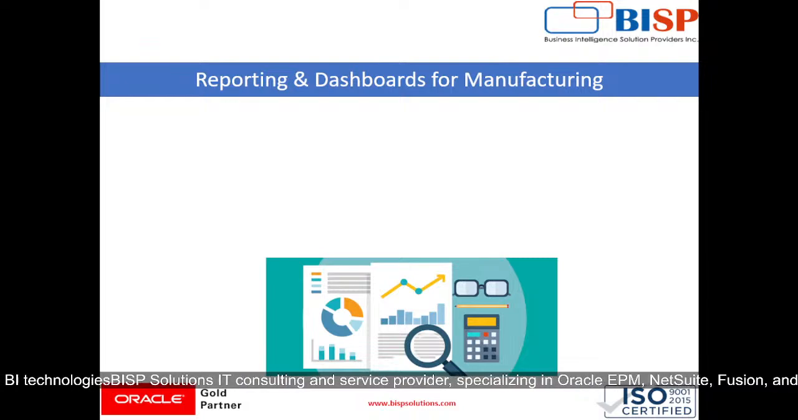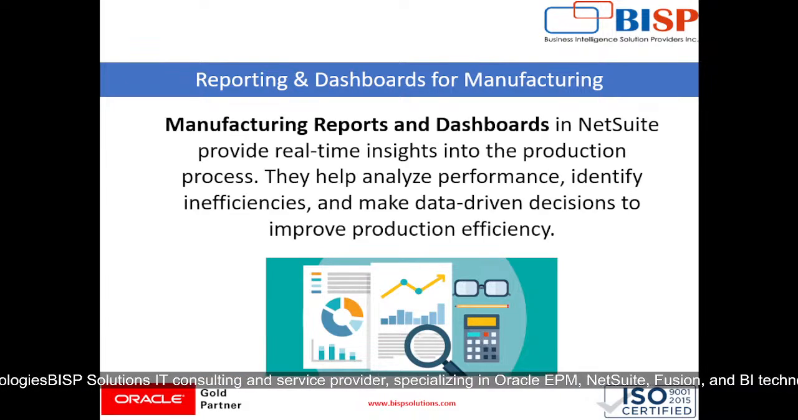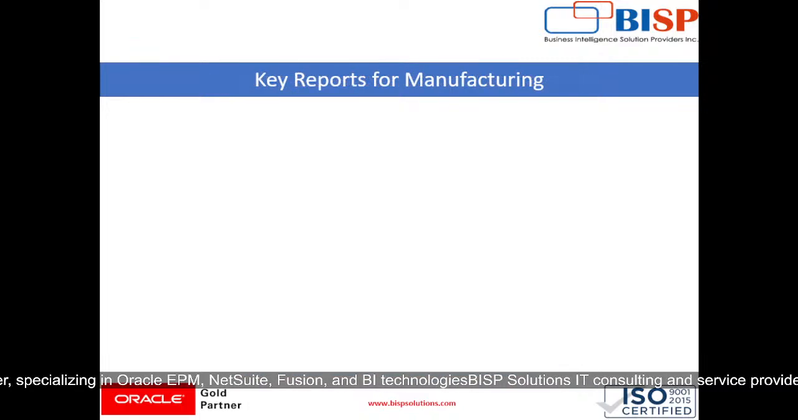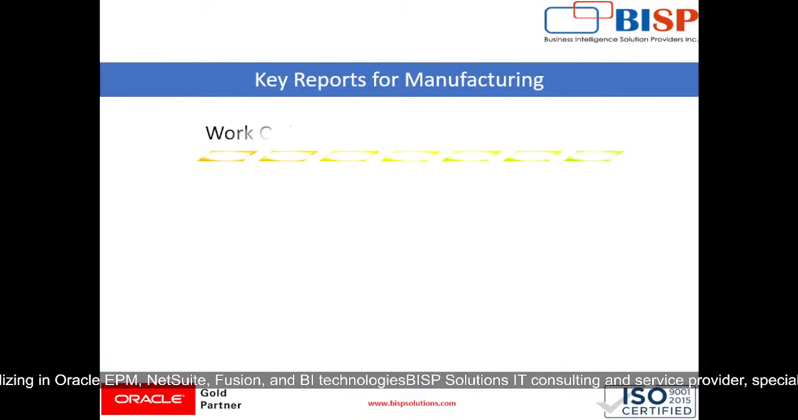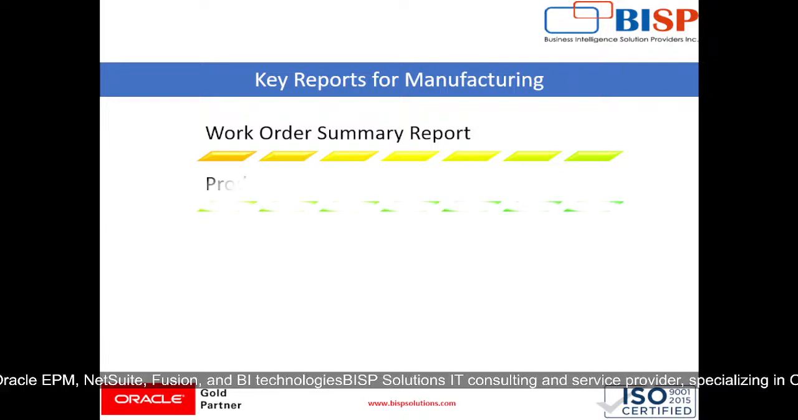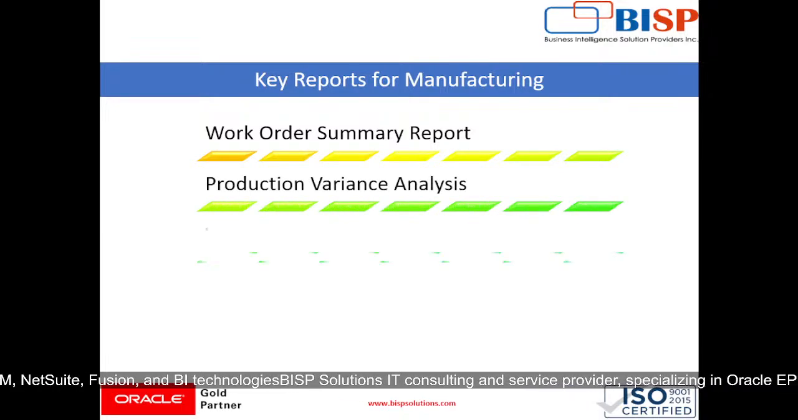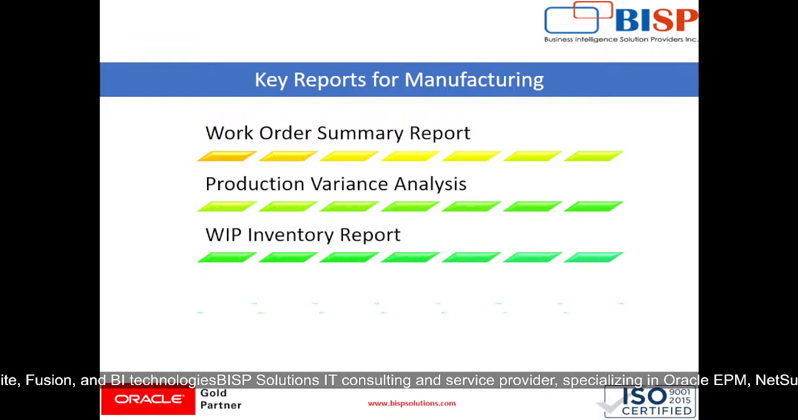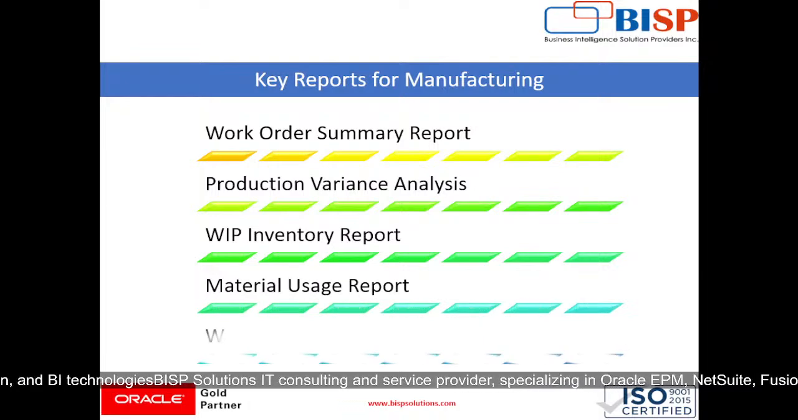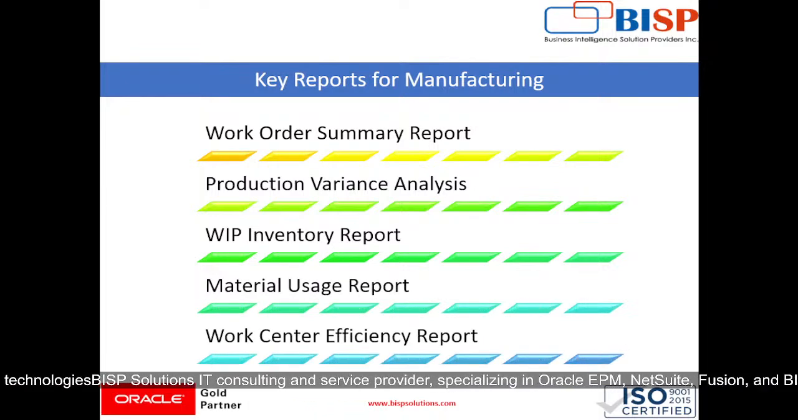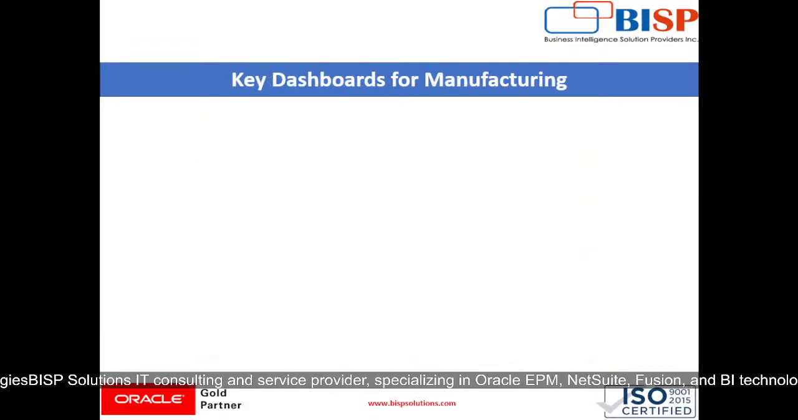Then comes reporting and dashboards for manufacturing, where manufacturing reports and dashboards in NetSuite provide real-time insight into the production process. They help in analyzing performance, identifying inefficiencies, and making data-driven decisions to improve production efficiency. Key reports for manufacturing are the work order summary report, production variance analysis, WIP inventory report, material usage report, and work center efficiency report.